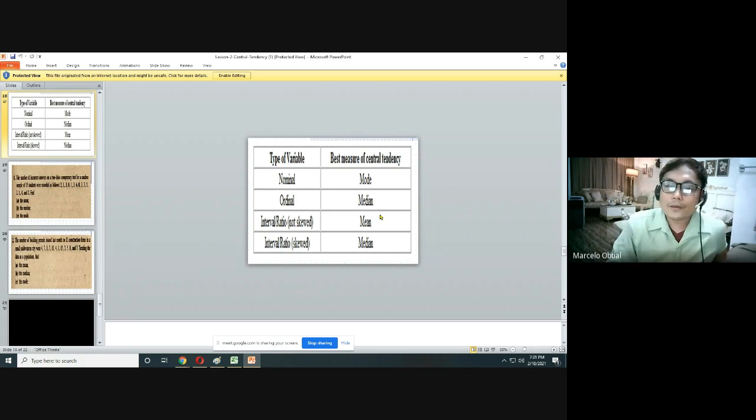If your set of data is skewed, with sudden highs and lows and so on, it's not appropriate to use the mean or average. Use the median. Do we all agree on that, ma'am, sir, that this is how it should be?